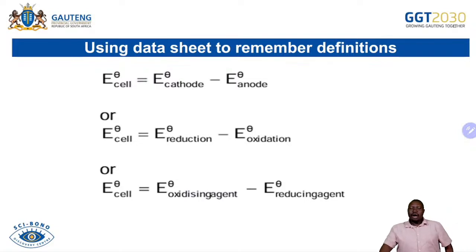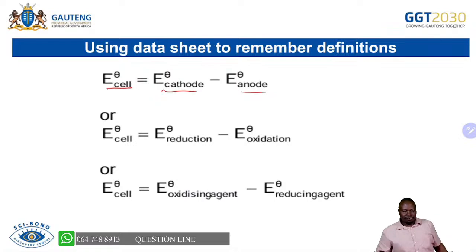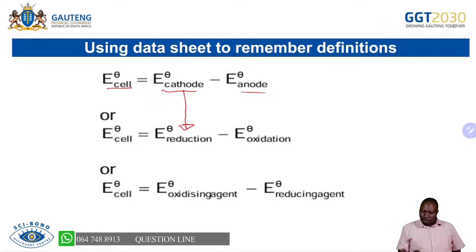Now, how do you use the data sheet to remember definitions? Remember, already we told you that the EMF of the cell is E cathode minus E anode. This is the data sheet for this particular question. So you are able to know that the cathode is here with reduction, hence we said it is an electrode where reduction occurs. You can see already that this data sheet helps you to remember that a cathode is the electrode where reduction occurs. For example, if you are asked what an oxidizing agent is, you are able to say an oxidizing agent is a substance that undergoes reduction.